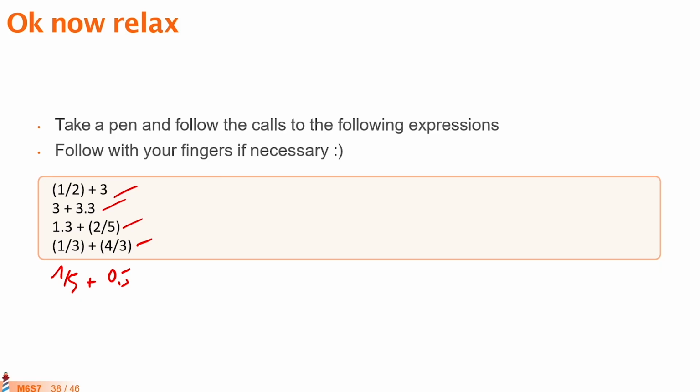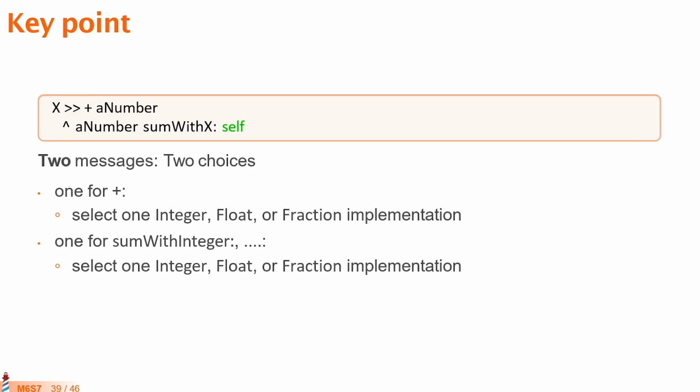So let's step back. What we saw is that the essence of double dispatch is in this code. You have a class X, you have your message plus, and then an argument. And then what we do is that we send a new message to the argument.